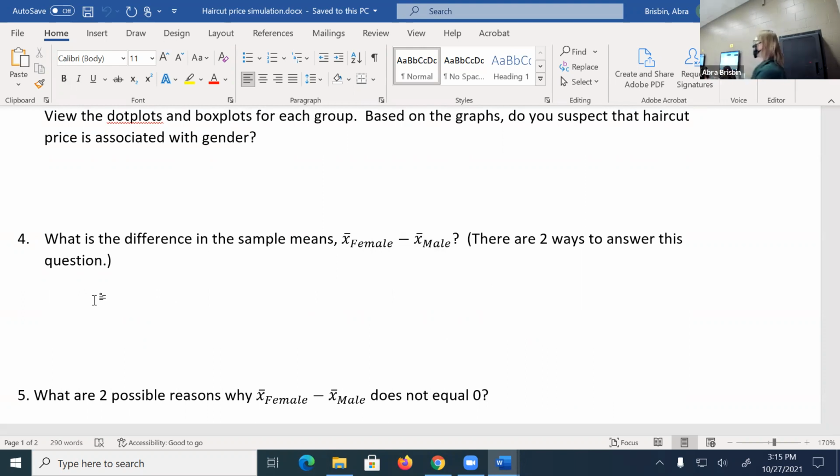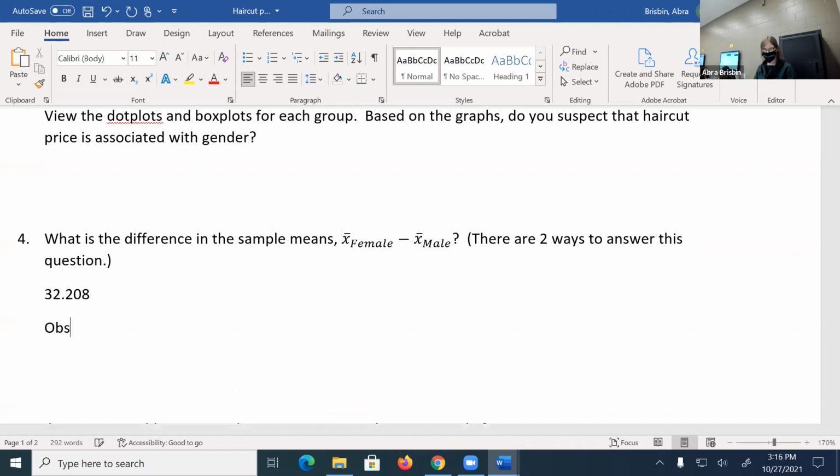Mary, what'd you get? 32.28. Nice. And do you remember what part of the applet you looked at to get that answer? Okay, so the observed difference, kind of right at the bottom of the applet after the table. It'll give that to you.